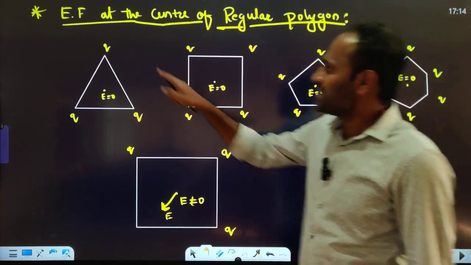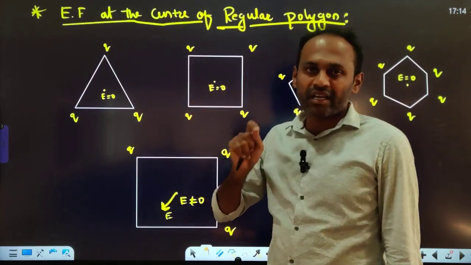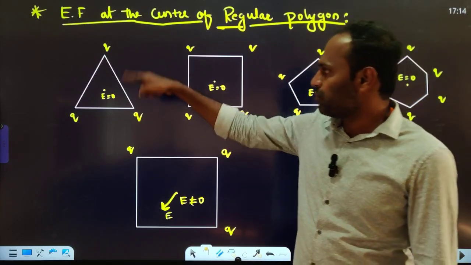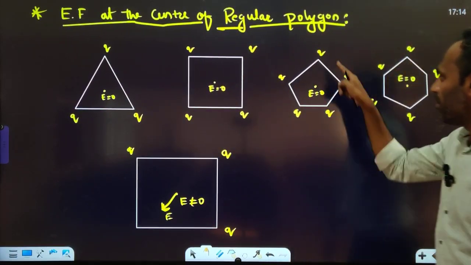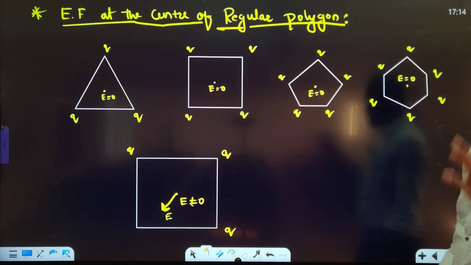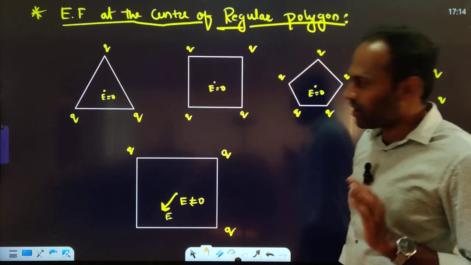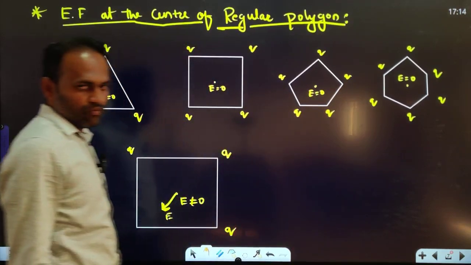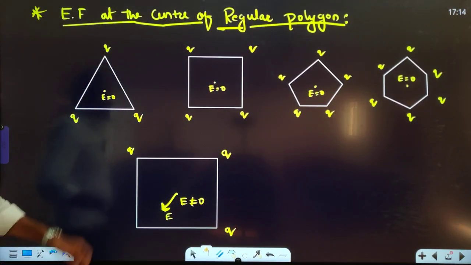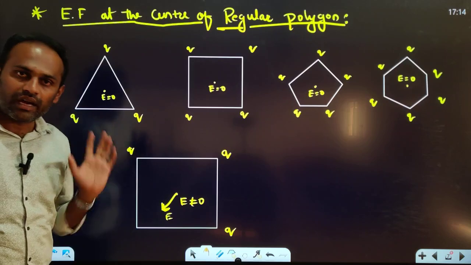And if a similar charge is placed at every vertex of that regular polygon, a triangle has q on 3 vertices, a square has q on 4 vertices, a pentagon has q on 5 vertices. Like this, if you place similar charges at every corner of that regular polygon, the electric field at the center of the regular polygon will be zero. When a similar charge is placed at each vertex of the regular polygon.